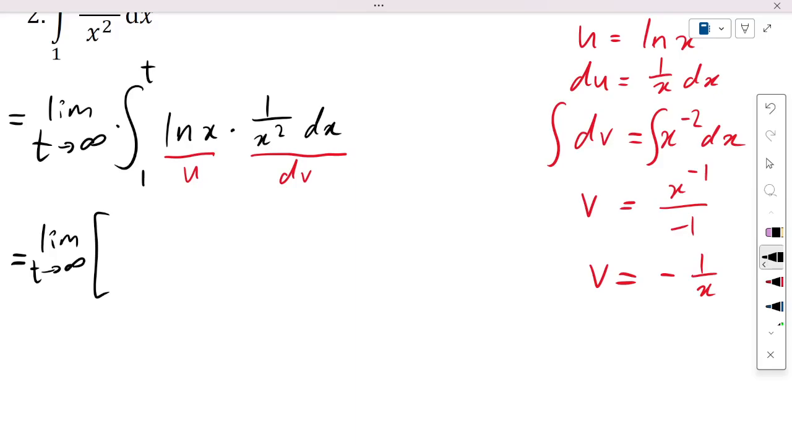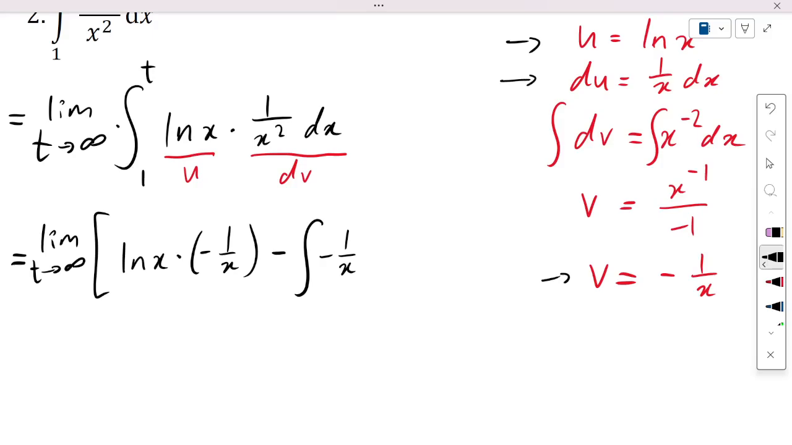So therefore, we're going to say it's u times v. U, we know over here, is natural log of x, and then we're going to multiply it by v, sorry, not dv, which is -1 over x. So it's -1 over x. Minus the integral of v with respect to u. So we know it's going to be v, which is -1 over x, with respect to u. And we know that du is equal to 1 over x with respect to x.